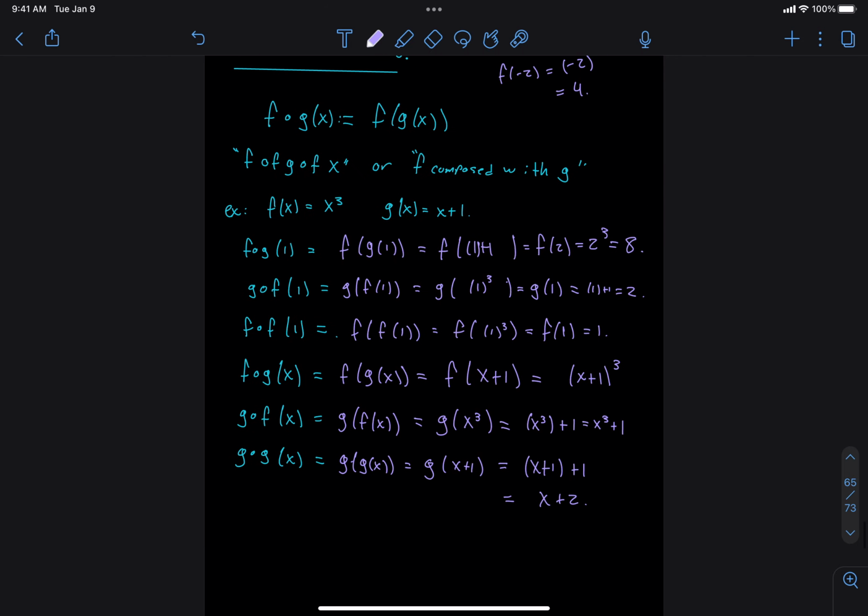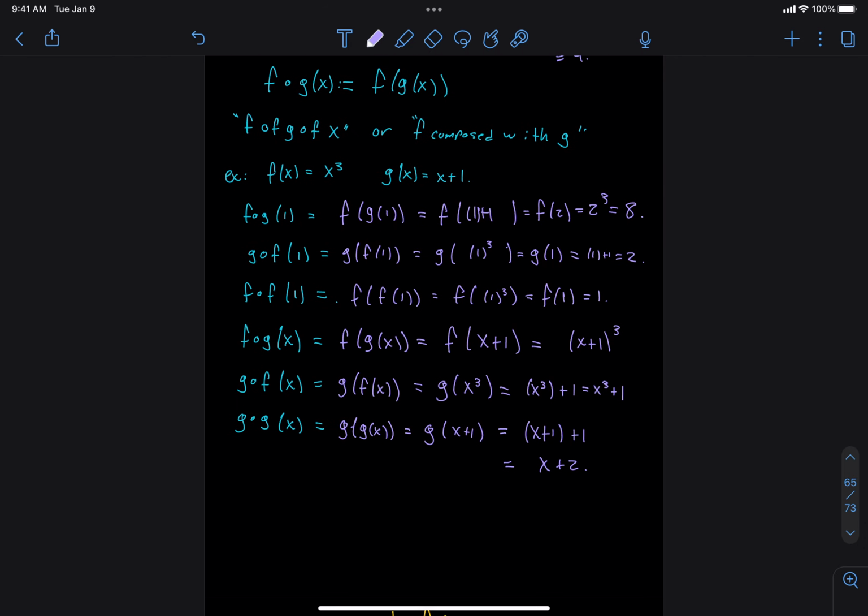All right, so this is compositions of functions. This is how we evaluate compositions of functions at a point, so plugging in a number. And this is also how we get, everything beneath this red line is how we get the function rule for the composition.